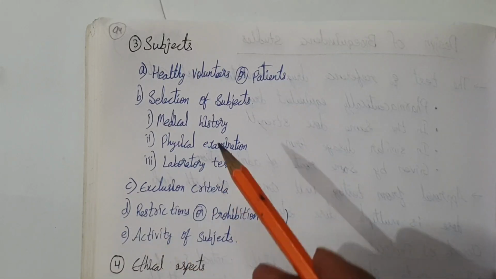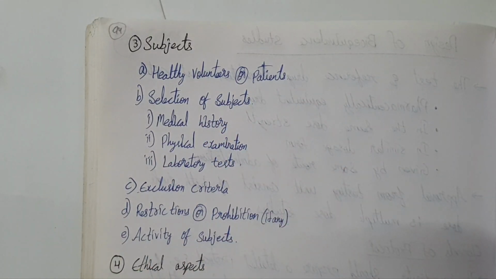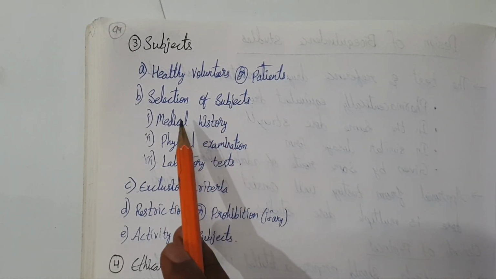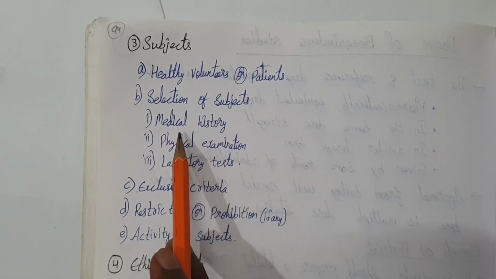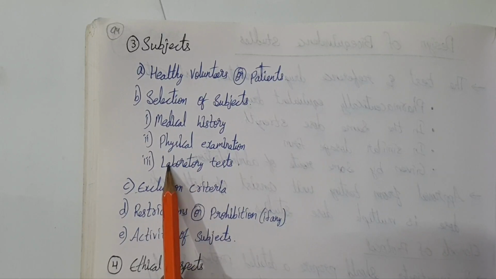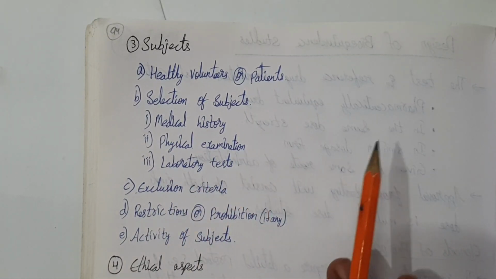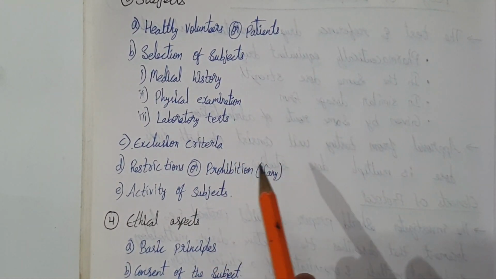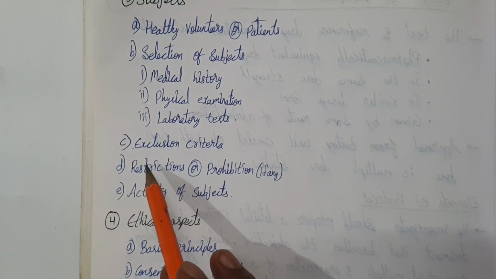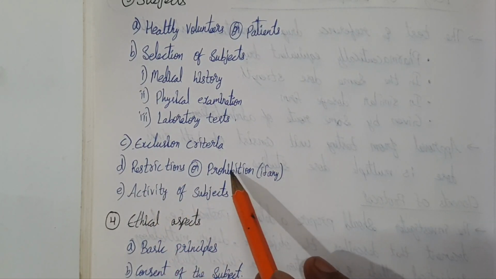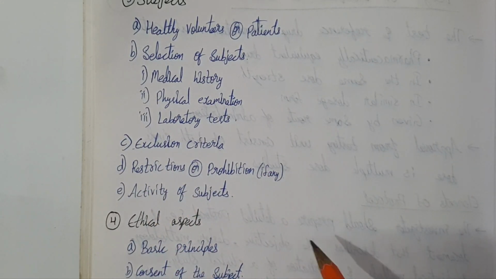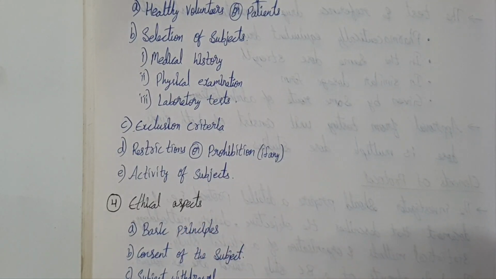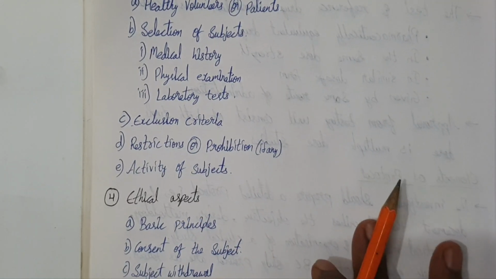Subject selection: usually healthy male adults aged between 20 to 40 are selected, and selection of subjects is based on medical history, physical examination, and laboratory tests. Exclusion criteria are also included, and any restriction or prohibition on the activity of subjects is recorded.